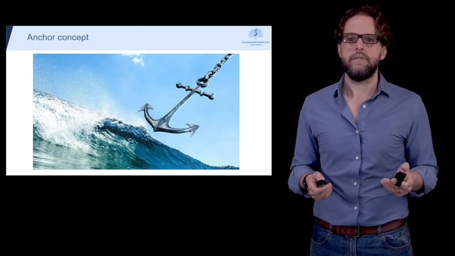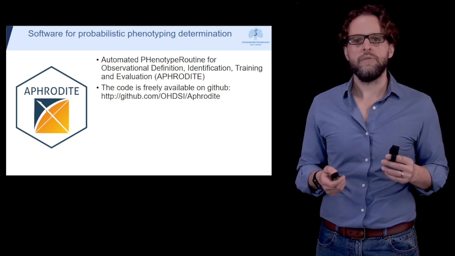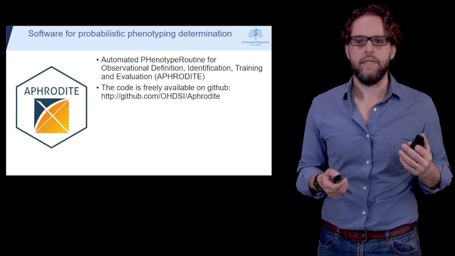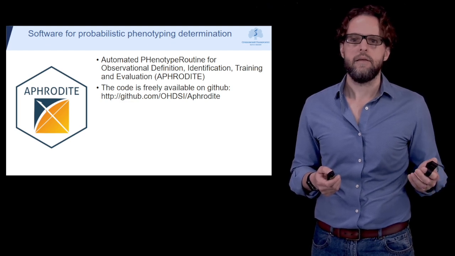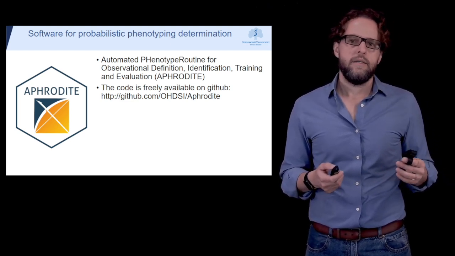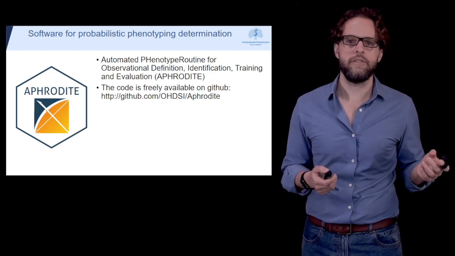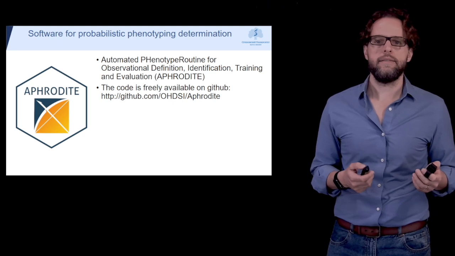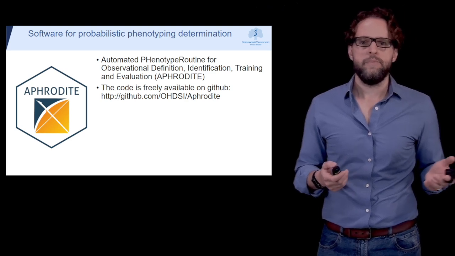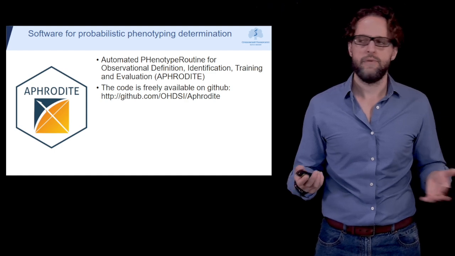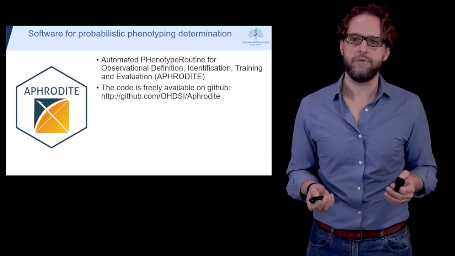Another method for dealing with imperfectly labeled data uses the concept of an anchor, and it's quite efficient. Next one will be the approach of Aphrodite: automatic phenotyping procedures for observation, identification, training, and evaluation. It uses standardized open source representations and vocabularies to be able to implement a tool for phenotype identification. So it's a complex tool combining different approaches.